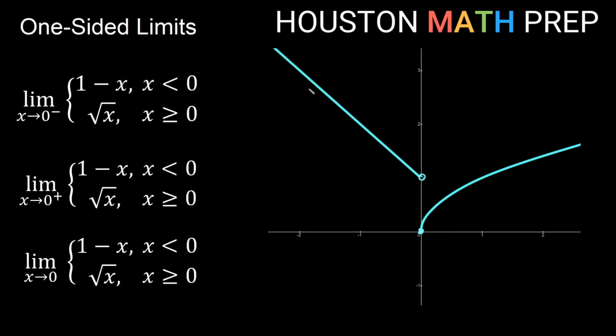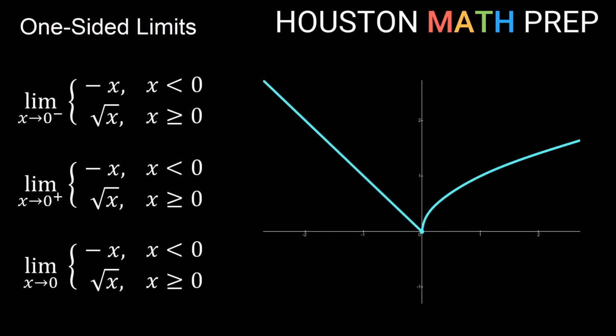Well, I would be on the line, so approaching from the left side, from the negative direction, I'd be approaching this hole, and that hole is at a y value of +1, so our left-sided limit is 1. If we approach 0 from the positive direction, from the right side, I'd be approaching on the square root graph, and I would be heading toward a y value of 0, the origin there, so that limit is 0. Now, because the left-sided limit and the right-sided limit are not the same value, then the overall limit as x approaches 0 of this piecewise function will not exist.